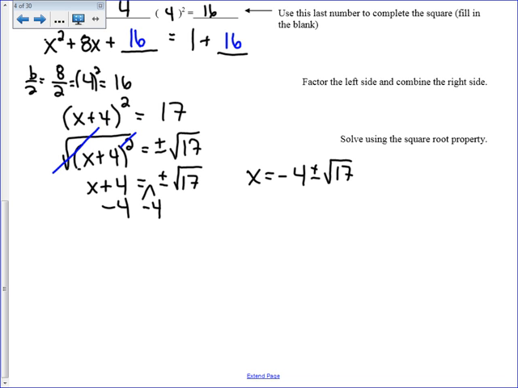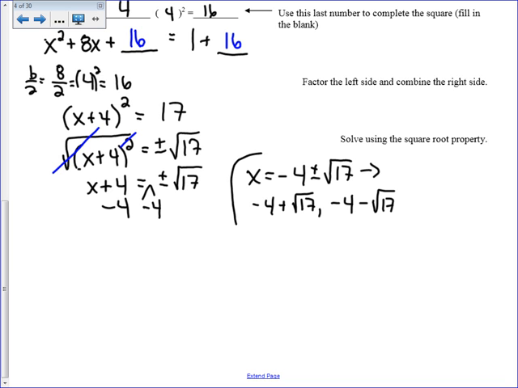And before you box your answer or you put it on your answer line, always check your radical to see if you can simplify it any further. So can I simplify the square root of 17? No. And if you want to show your two answers, you have negative 4 plus the square root of 17 and negative 4 minus the square root of 17.